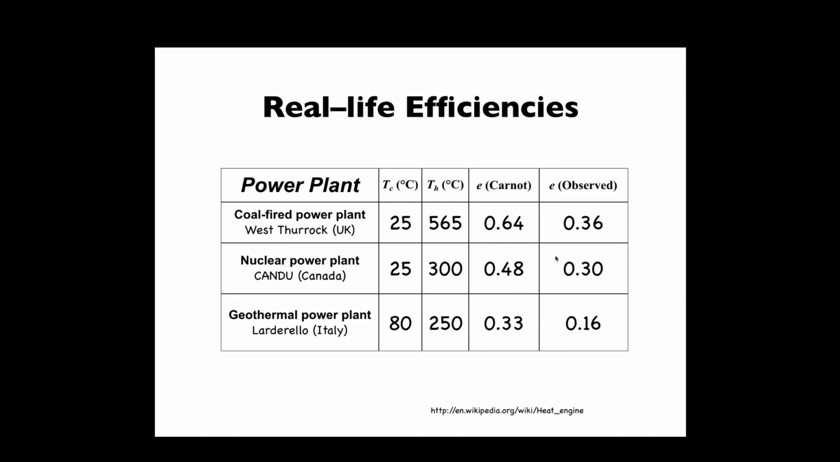Here's a Canadian nuclear power plant. Its Carnot efficiency based on these temperatures is about 48%, observed at 30%. Here's a geothermal power plant. Carnot efficiency is 33% based on the temperature difference, and observed is about 16%. If you want to check this out, you can find this data on Wikipedia under heat engines.